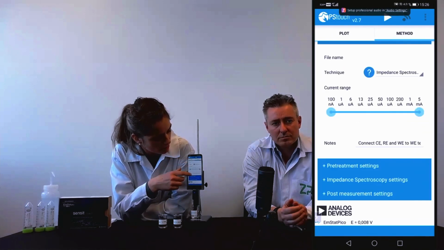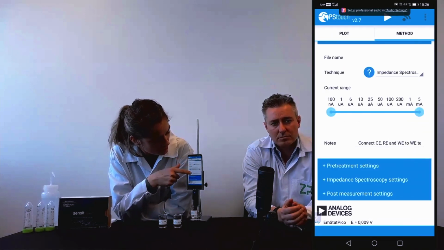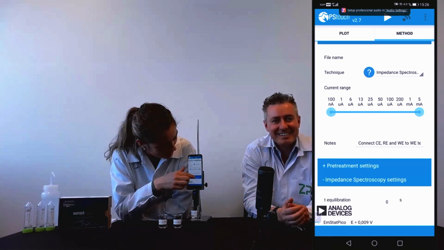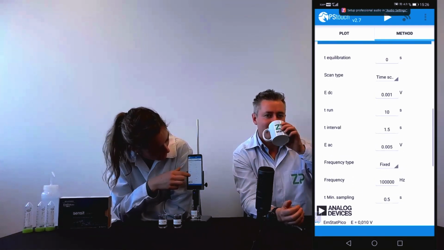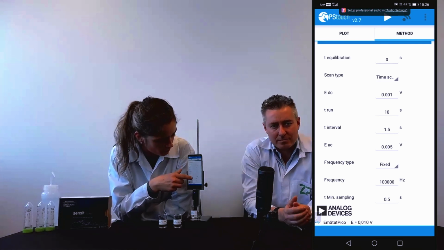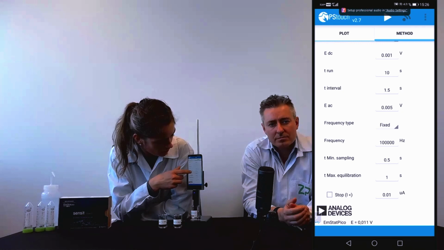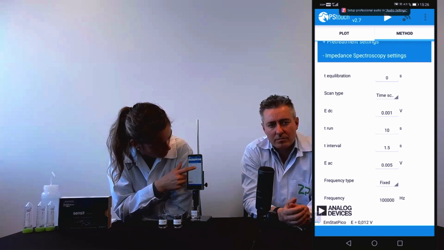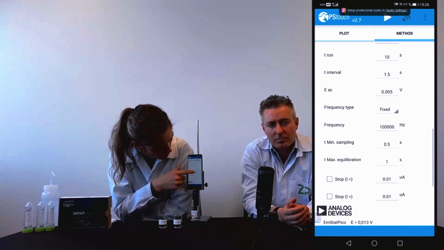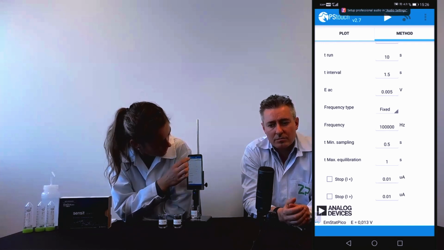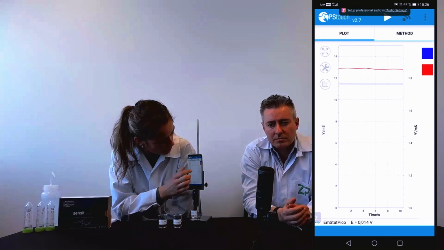So I assume that you're now seeing my screen. You'll go to method and you'll choose impedance spectroscopy. Oh man, that word was really hard today. Sorry about that. We'll make sure that the AC is 5 millivolts, and we'll do a fixed scan, and then a time scan. We'll also use 100 kilohertz frequency, and then we'll go to the plot, and we'll start the plot.